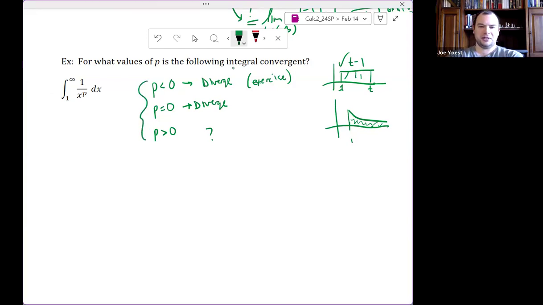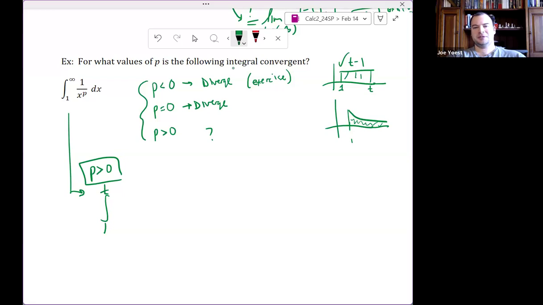But p bigger than 0, is this just going to converge for all p's bigger than 0, or for some of them? Let's investigate it. So we're going to restrict our attention to the case p bigger than 0, and try to see what happens. Is this just going to converge for all positive p's, or is there a different criterion?